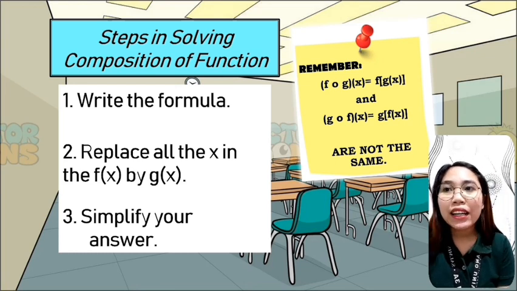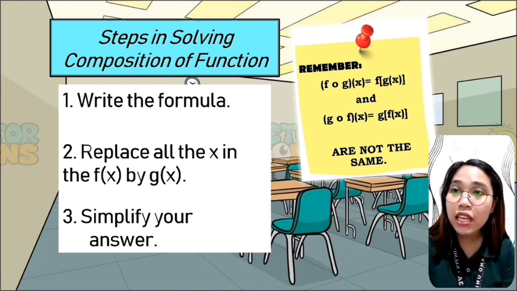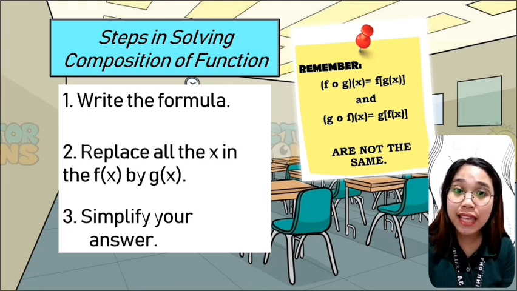Remember, take a look. We have here the quantity of f circle g of x equals f of g of x. And second, the quantity of g circle f of x is equal to g of f of x. They are not the same.